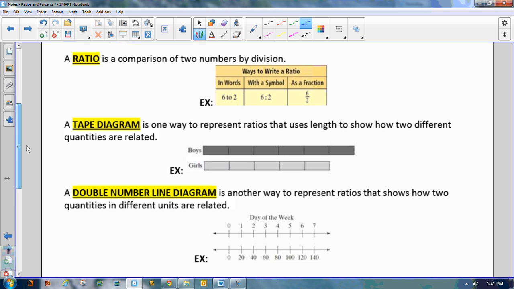Vocabulary, 3 words. First one, a ratio, a comparison of two numbers by division. And here's an example of the 3 ways to write a ratio. 2, a tape diagram is one way to represent ratios that uses length to show how two different quantities are related. So it's using segments to show that length.